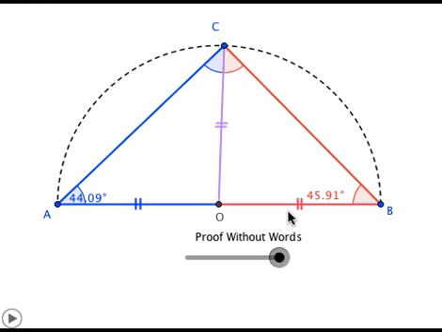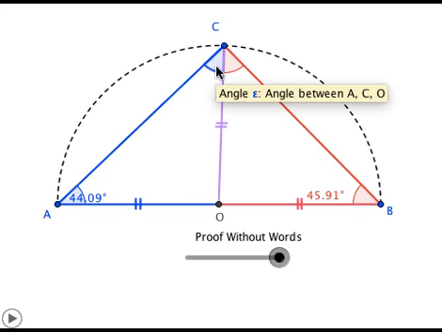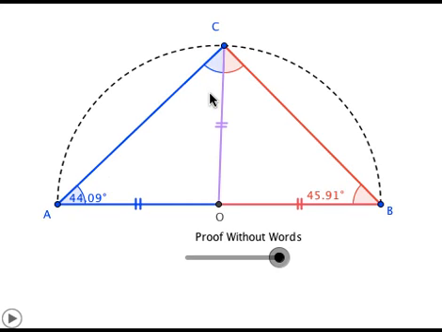Now if I look at triangle OCA, I notice that it's an isosceles triangle because these two sides of the triangle are equal. They have equal measures, therefore the opposite angles of the sides are also equal. So this angle is 44.09 degrees, which means this angle right here is 44.09 degrees. So the blue triangle here is an isosceles triangle.